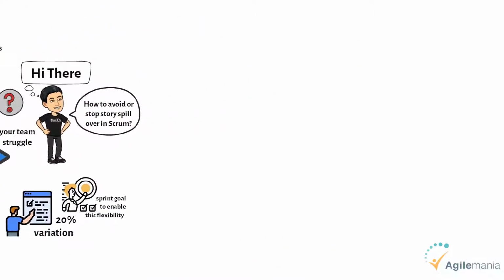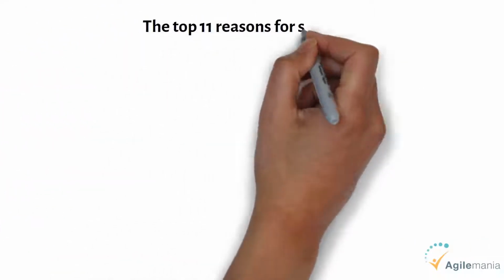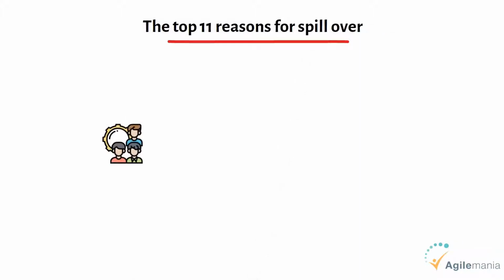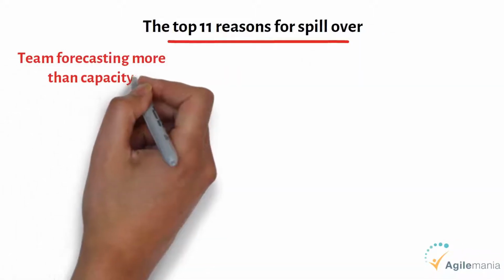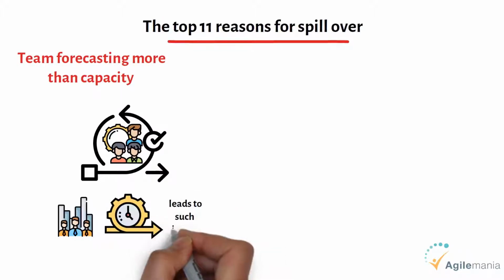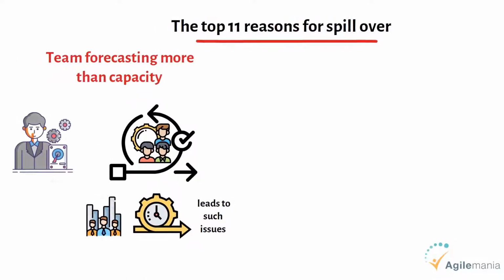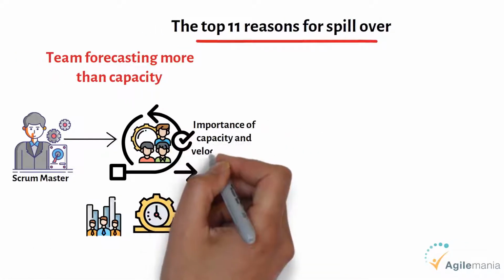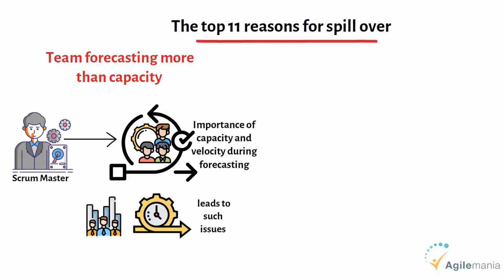Here are the top 11 reasons for spillover. First, team forecasting more than capacity. Not considering team capacity and velocity during sprint planning leads to such issues. The Scrum Master should help the team understand the importance of capacity and velocity during forecasting so the team stops overcommitment.